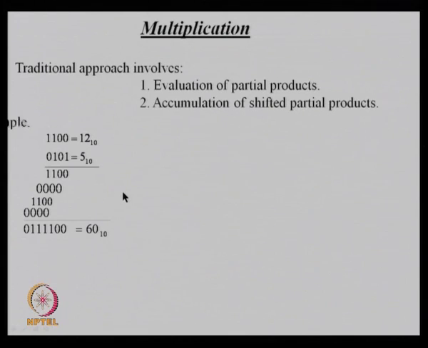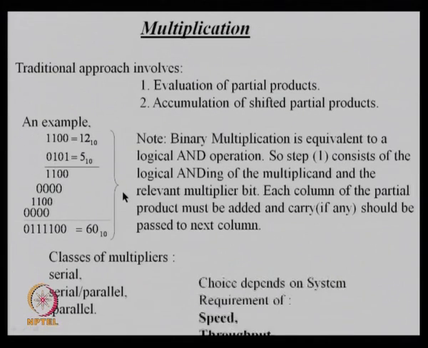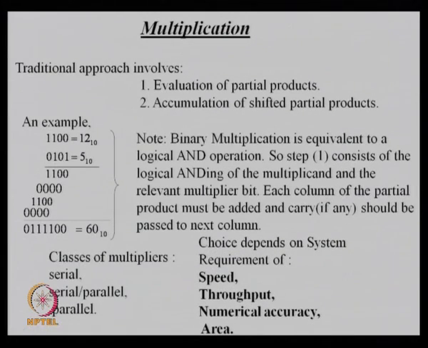So, we use the same thing. Traditionally, there are two things we are doing in the case of multiplication. We first evaluate the partial products, and then the accumulation of shifted partial products, what we call the sum, is created. Now, an example: 1100 is 12 in decimal, this is the multiplicand, and 0101 is 5 in decimal, and the multiplication in decimal is 60, we know very well.